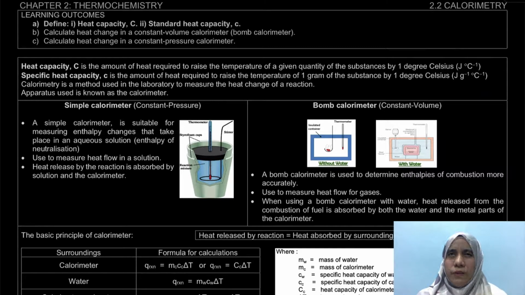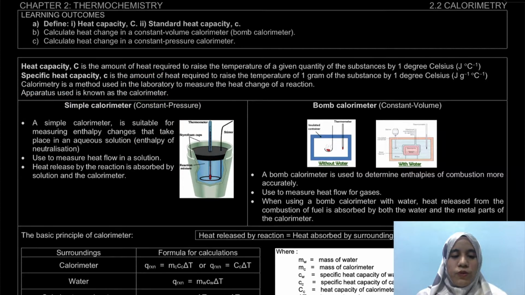Next, the name of our subtopic itself is calorimetry. So what is calorimetry? Calorimetry is a method used in the laboratory to measure the heat change of the reaction. Sometimes we can determine the heat capacity and specific heat capacity by using the calorimetry method because it is used to measure the heat change. And the apparatus used in calorimetry is known as the calorimeter.